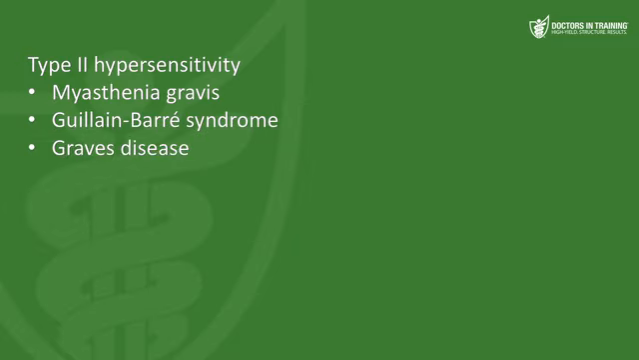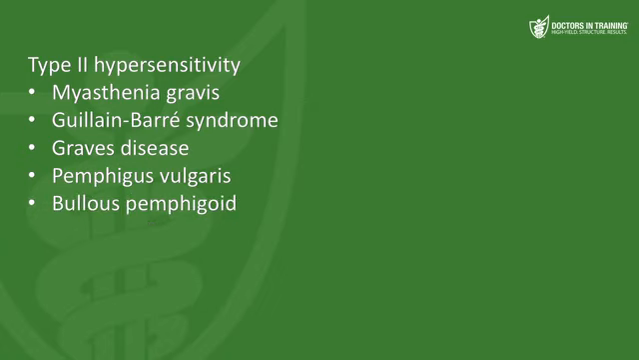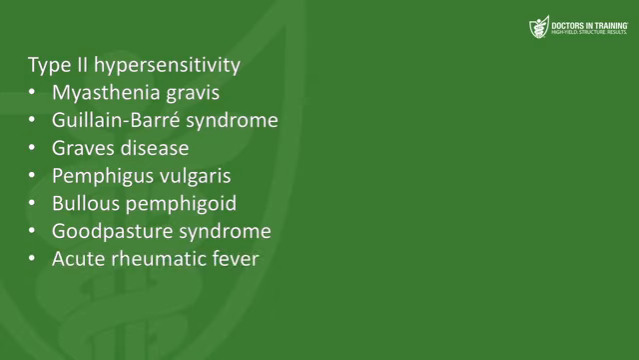Graves' disease occurs due to antibodies against the TSH receptor. In pemphigus vulgaris, you have antibodies against the desmosomes or protein desmoglein. Bullous pemphigoid is caused by antibodies against the hemidesmosomes. Goodpasture syndrome is where you have antibodies against the glomerular basement membrane. And acute rheumatic fever is a hypersensitivity in which antibodies against group A strep start attacking the host.